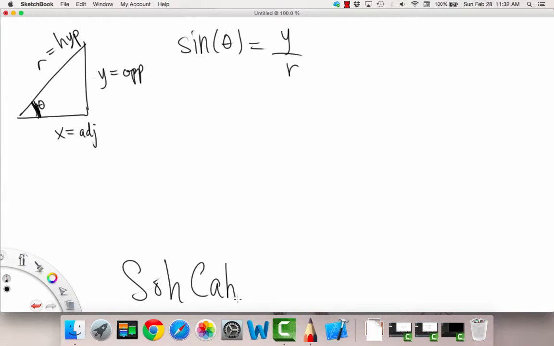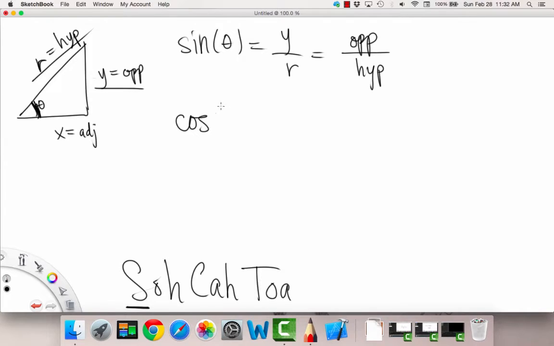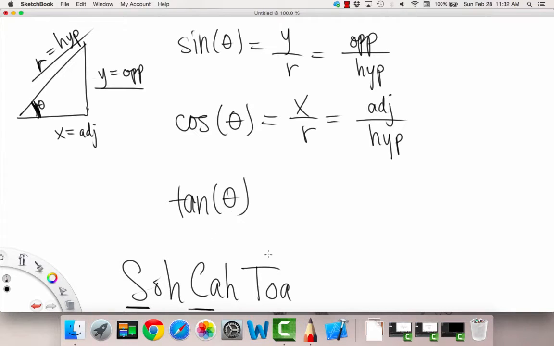SOH CAH TOA. The S means sine, and that denotes opposite over hypotenuse. We can see that holds, because we have the opposite side, y, over our hypotenuse, r. That's where the SOH comes from. How about cosine? This is equal to x over r, according to our formula. The C means cosine, and A means adjacent over hypotenuse. So that's the CAH. And tangent, again a preview, just fits along with the saying. Tangent is y over x, which is opposite over adjacent. That's how we get our y over x.